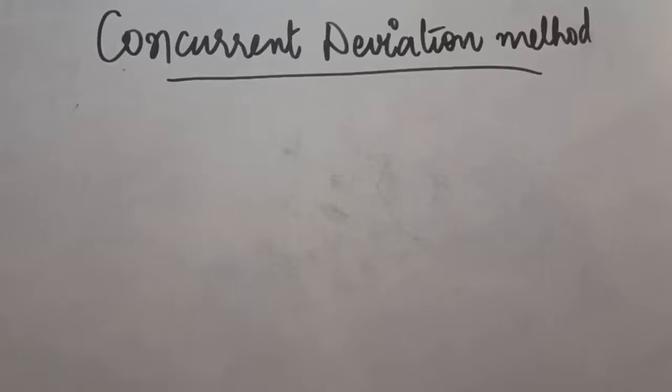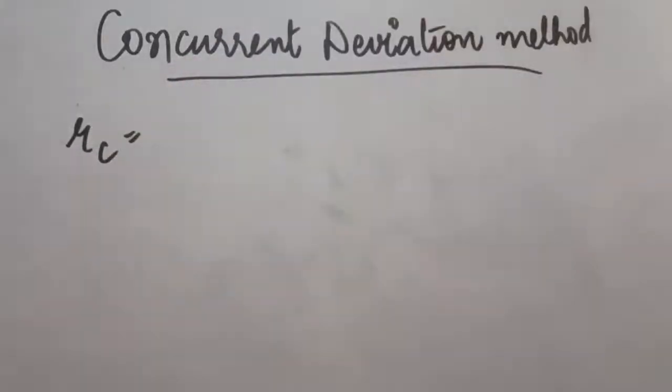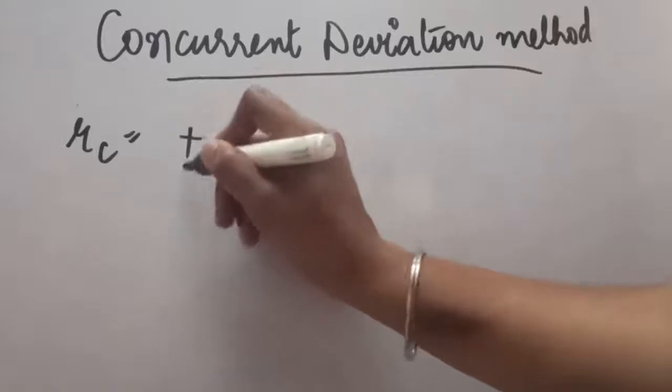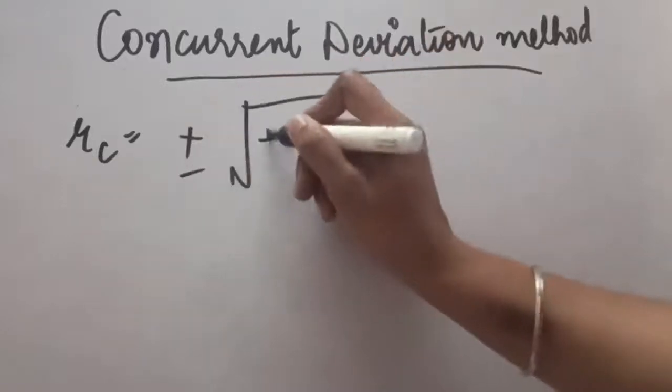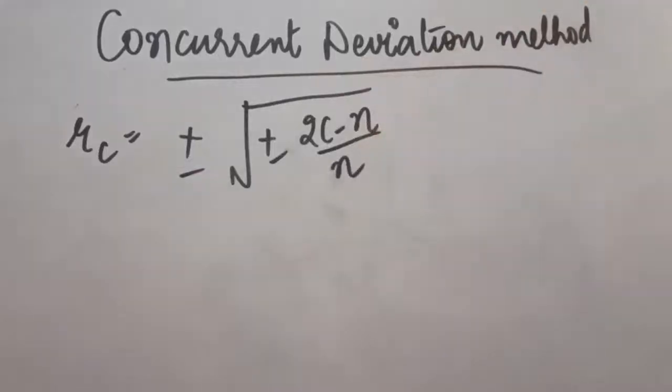Now the last method under the chapter of correlation analysis is the concurrent deviation method. This is also one of the widely used methods as it is very simple to calculate. So here we apply this formula. Here C denotes concurrent deviation. The formula is very simple: plus minus square root of (2C minus n) upon n.